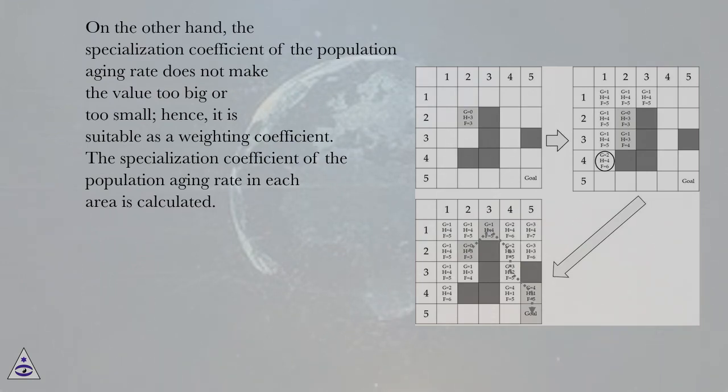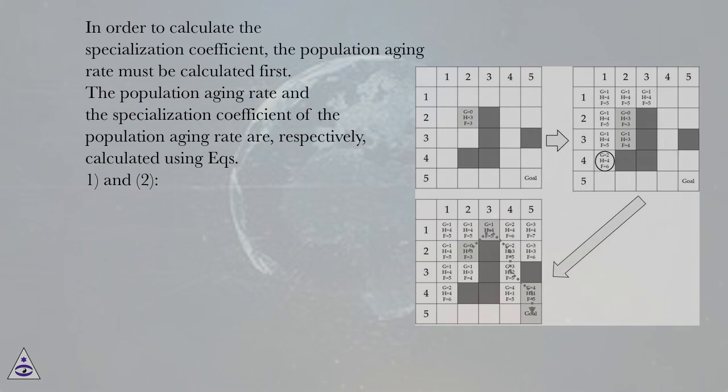The specialization coefficient of the population aging rate in each area is calculated. In order to calculate the specialization coefficient, the population aging rate must be calculated first. The population aging rate and the specialization coefficient of the population aging rate are, respectively, calculated using equations 1 and 2.